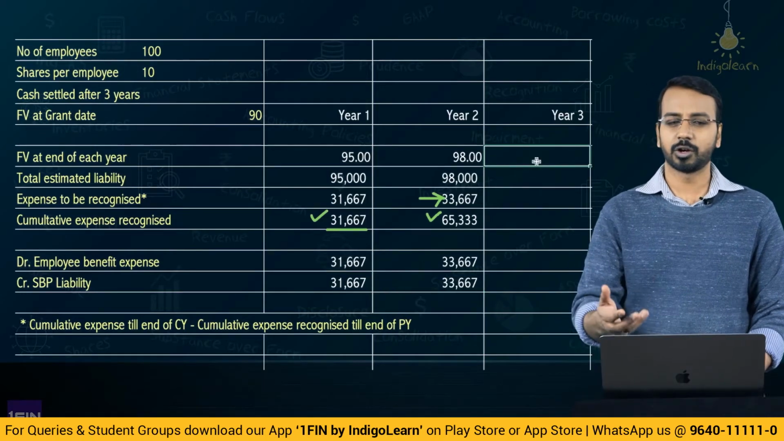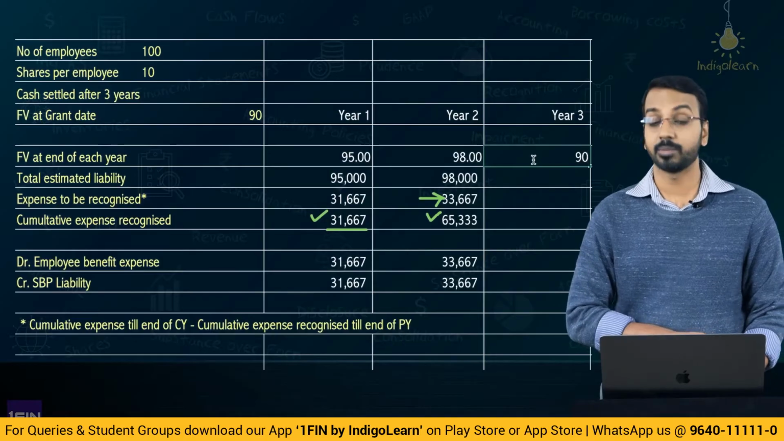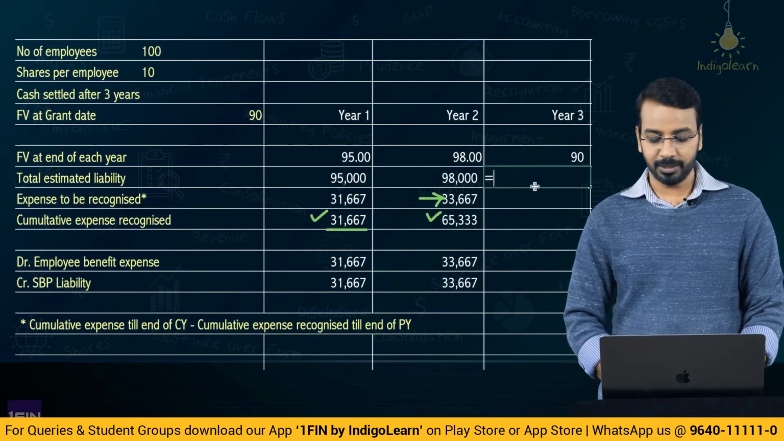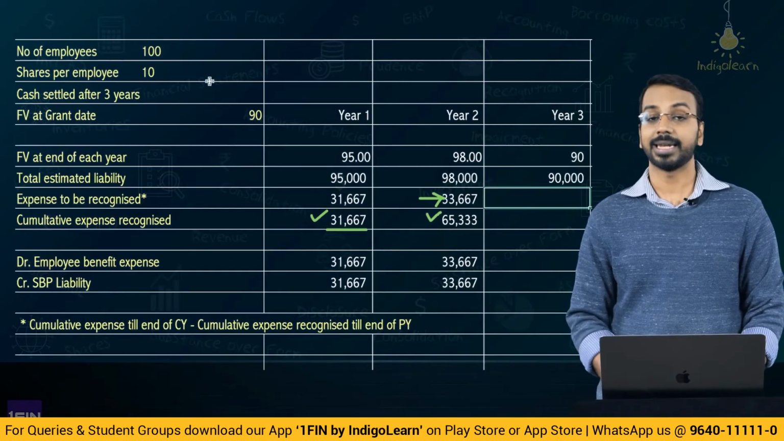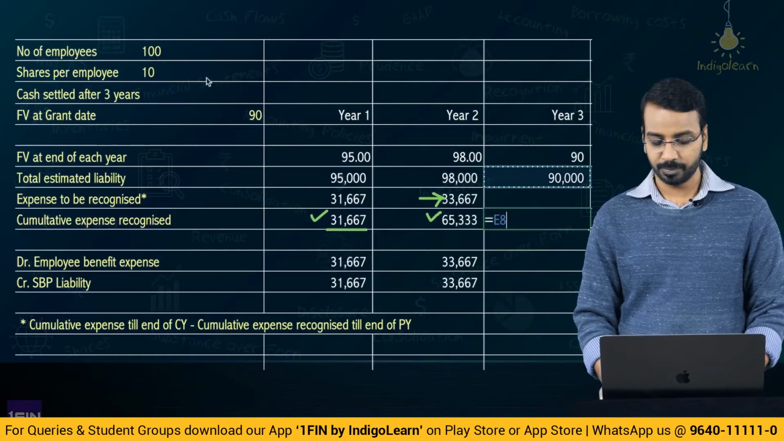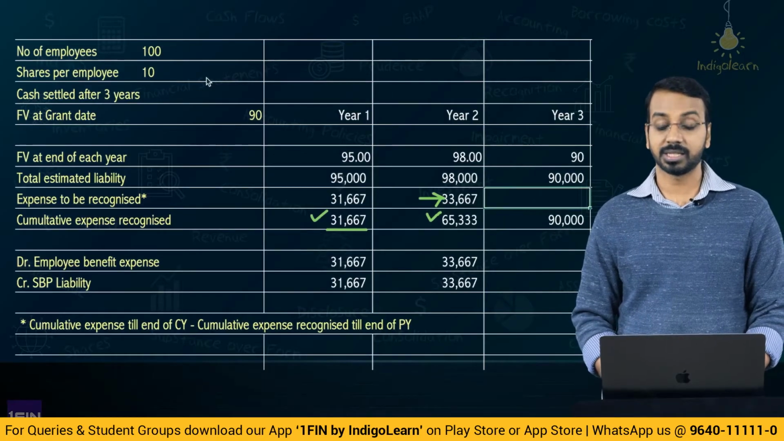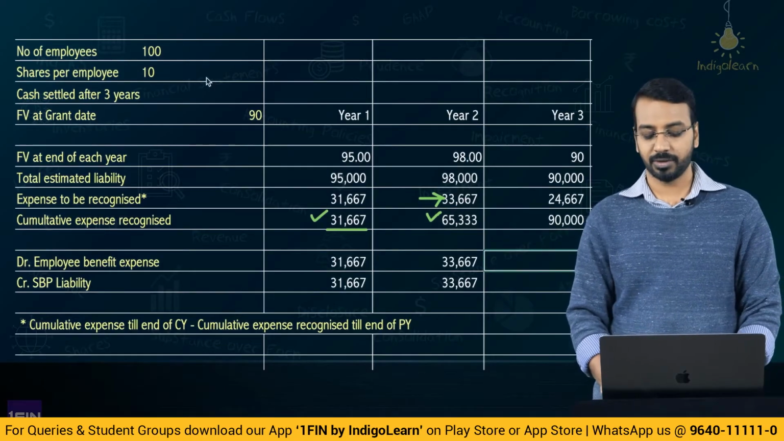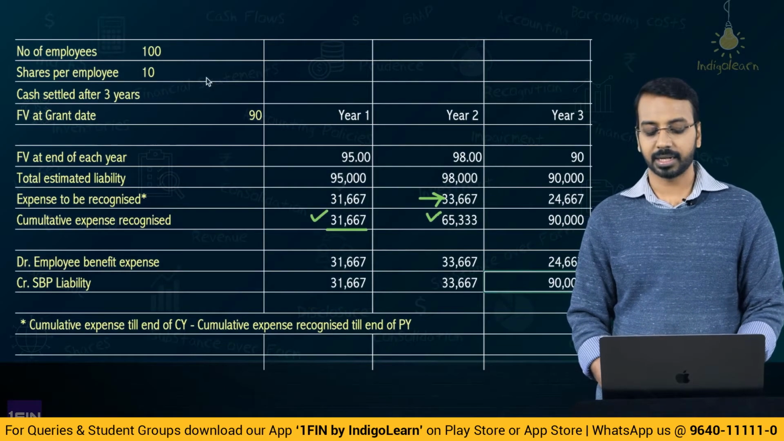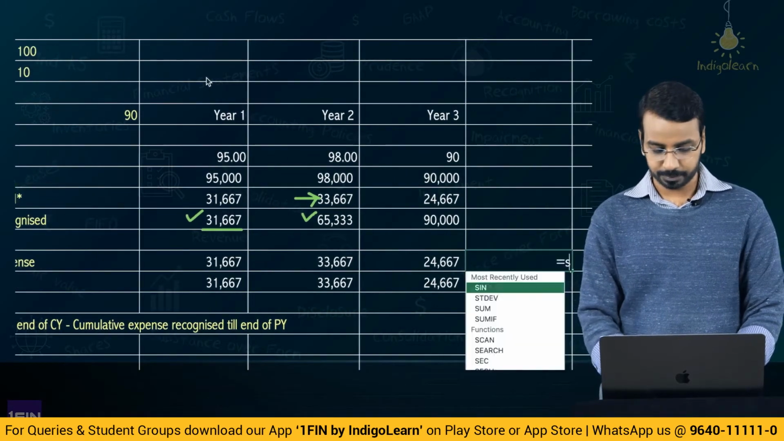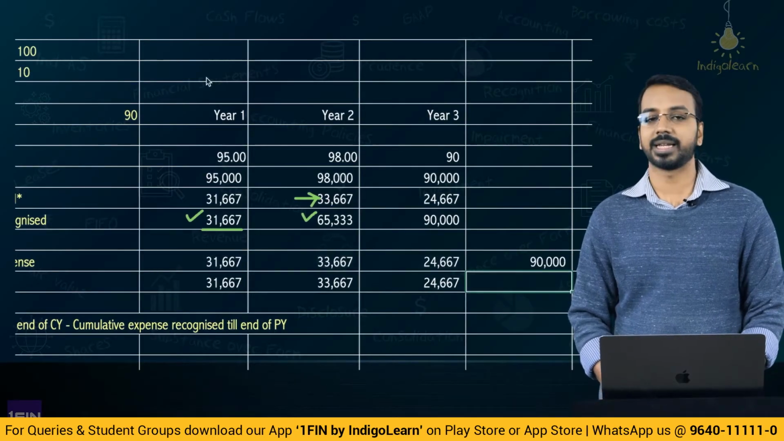And year 3, assume for a moment the fair value comes down to 90. So how much will be the expected liability? 90 multiplied by 100 multiplied by 10, which is 90,000. How much of expense will be recognized? Cumulative expense, entire 90,000. How much is already recognized? 65,333. 90,000 minus 65,333, you get 24,667. So 24,667 will be recognized in year 3. Cumulatively, if you total this up, the total expense recognized is 90,000.